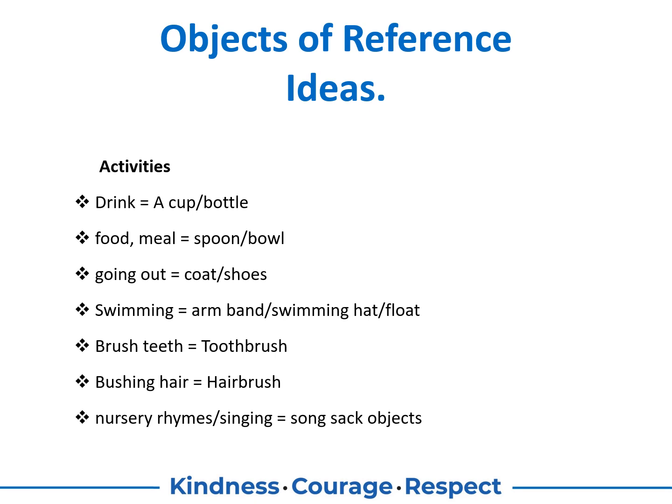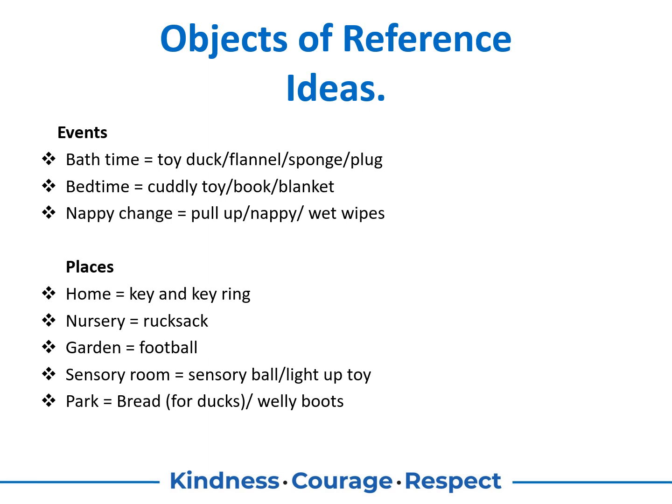Or you may have some song sack objects for nursery rhymes or singing. Events such as bath time, you could use a toy duck, a flannel, sponge or a plug. For bedtime, you might want to use a cuddly toy, a book or a blanket. For nappy changing, you could use a pull-up, nappy or wet wipes. For different places, such as home, you could use your keys. For nursery, you might want to show them their rucksack. To go out in the garden, you could show them a football. A sensory room, you could show them a sensory ball or a light-up toy. And for the park, you might want to show them bread if you feed the ducks or their welly boots.